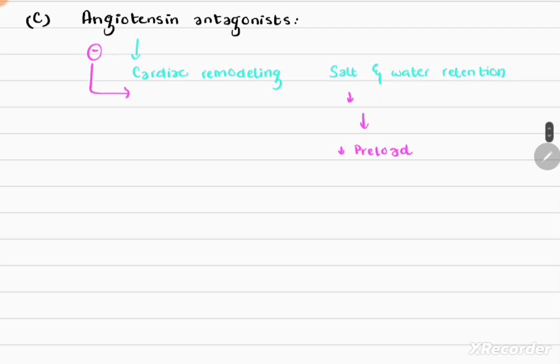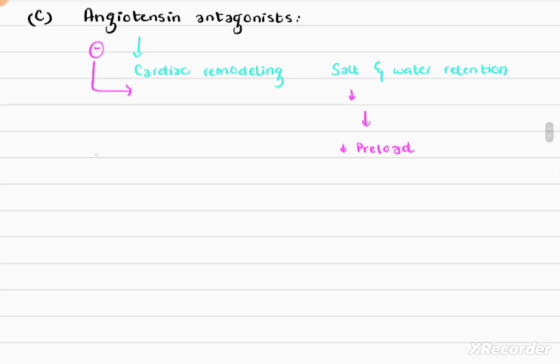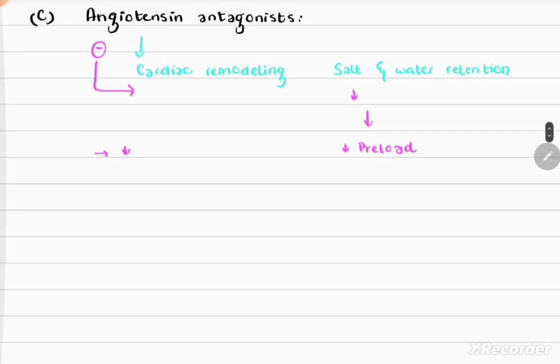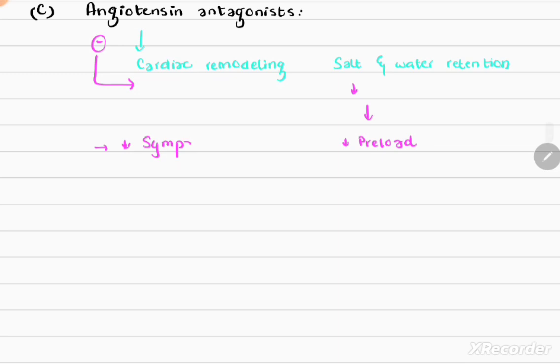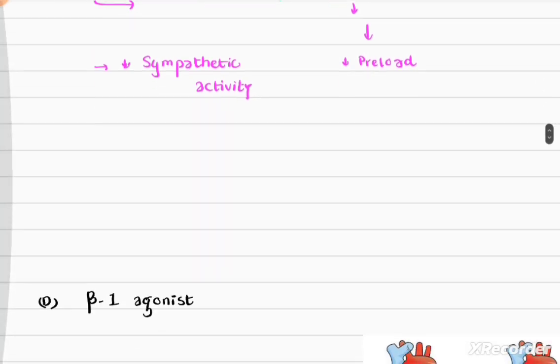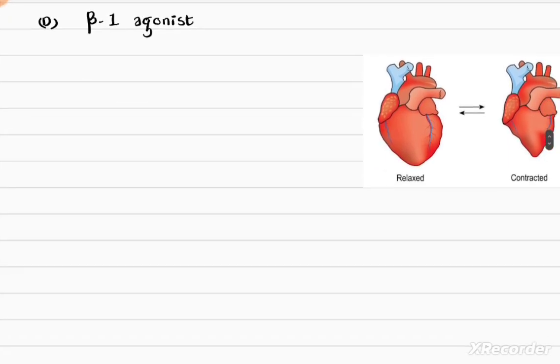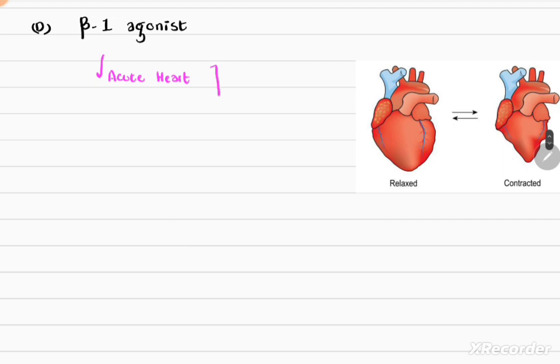The decreased level of angiotensin in the body also causes a decrease in the sympathetic outflow, and this is very beneficial in the setting of heart failure, as there will be reduced work of the heart, and as a result the patient will have improved symptoms of heart failure. The next drugs are the beta 1 agonists, and these are the drugs that are used in acute heart failure. In acute heart failure, there is a decrease in the blood pressure when the cardiac output is so low that the body does not maintain perfusion of the vital organs.